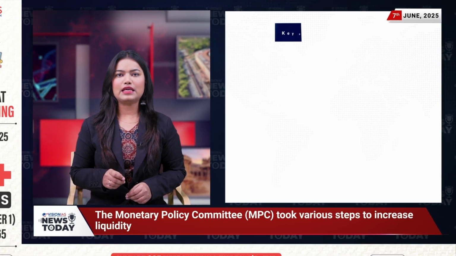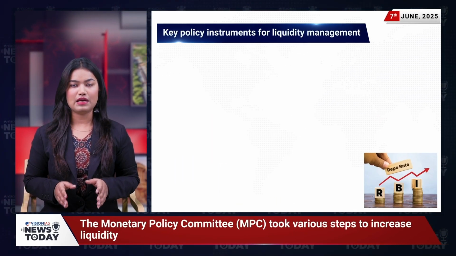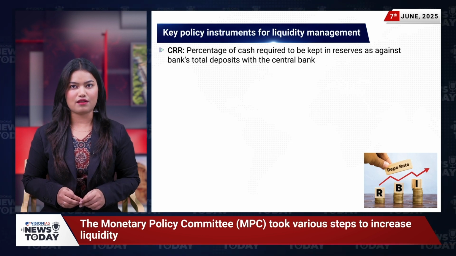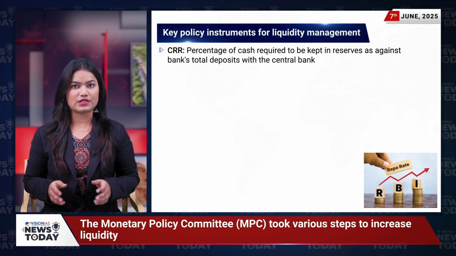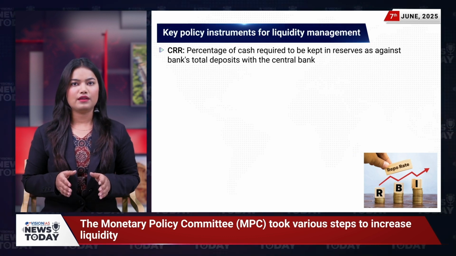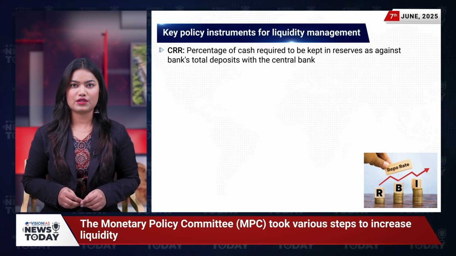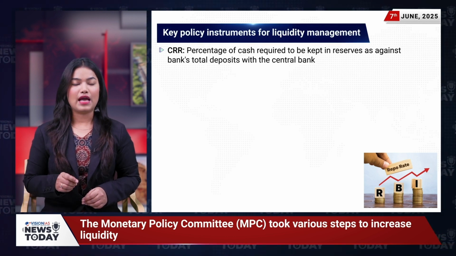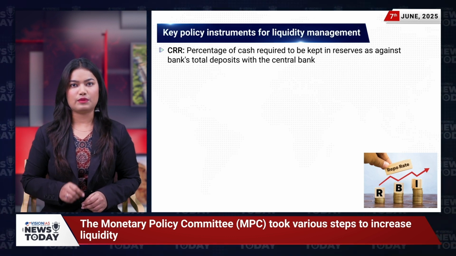Let's now understand the key policy instruments used for liquidity management. First up, the cash reserve ratio or CRR. It's the percentage of cash that banks are required to keep in reserve with the central bank based on their total deposits. Importantly, banks cannot lend this money to corporates or individuals, nor can they invest it. And here's the catch. Banks don't earn any interest on this reserved amount.